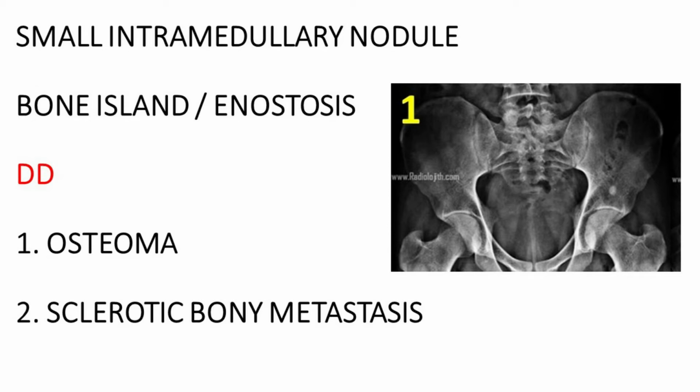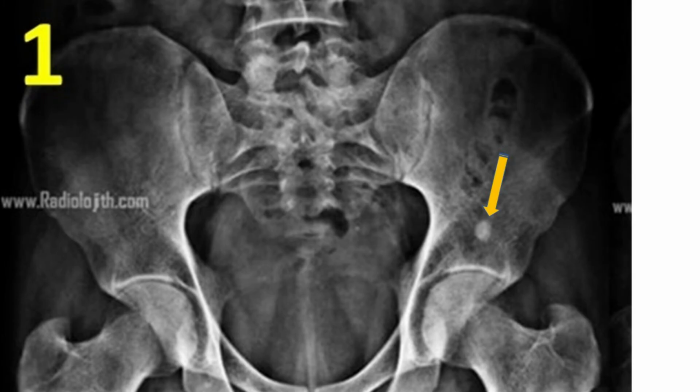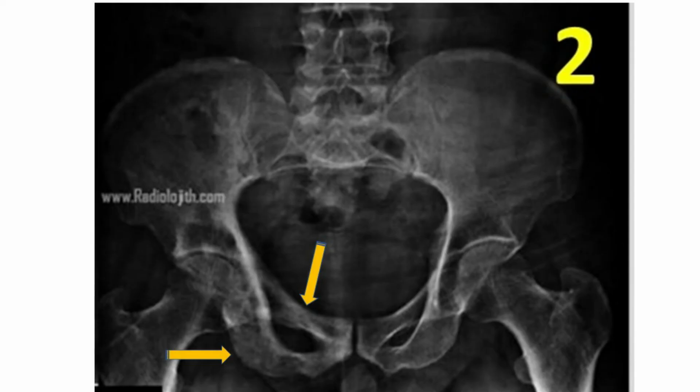The second differential diagnosis for this is solitary sclerotic bony metastasis, which will be positive on PET or any radionuclide study. Now the final diagnosis is bone island, which is otherwise called enostosis.